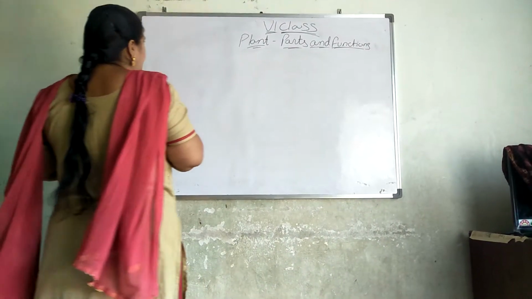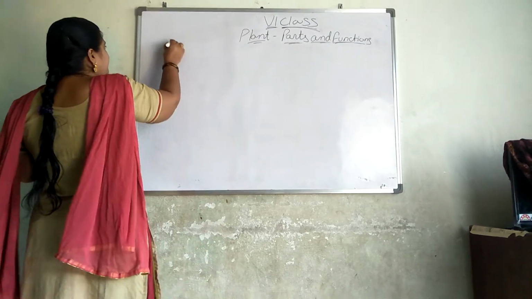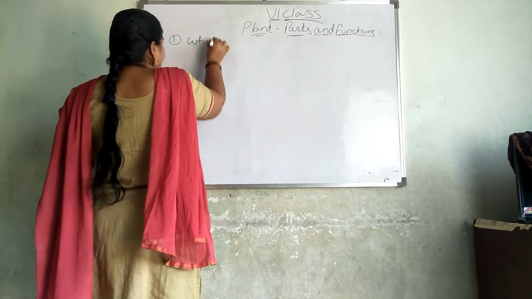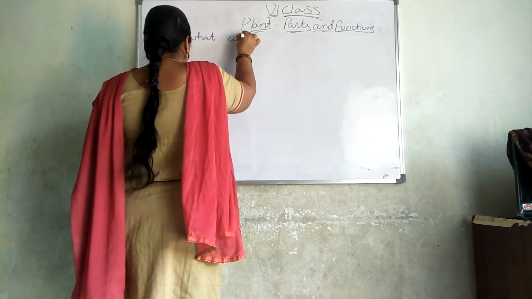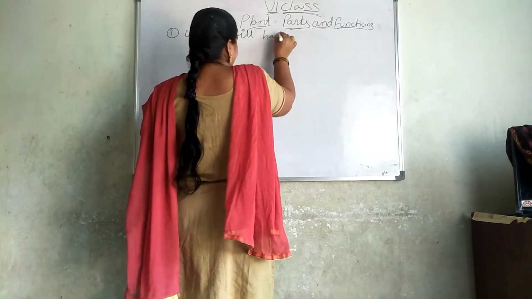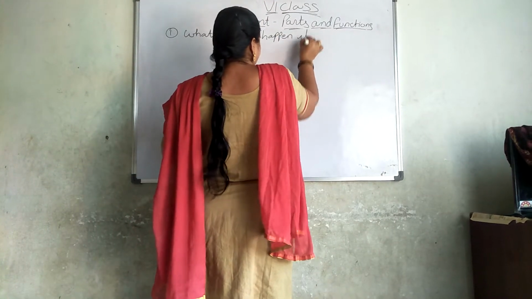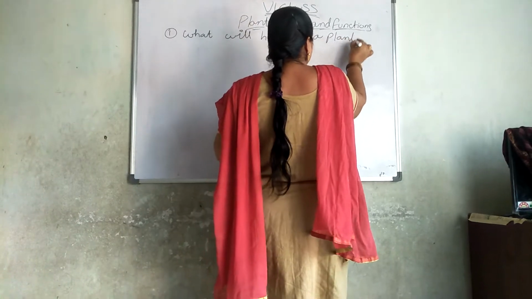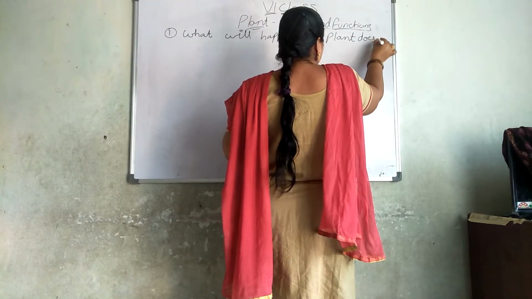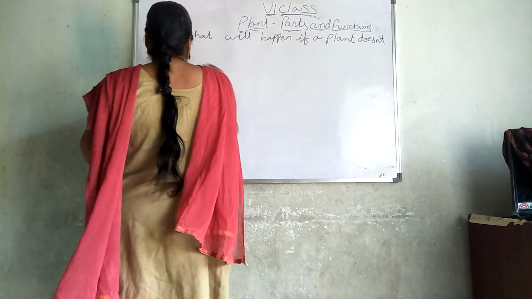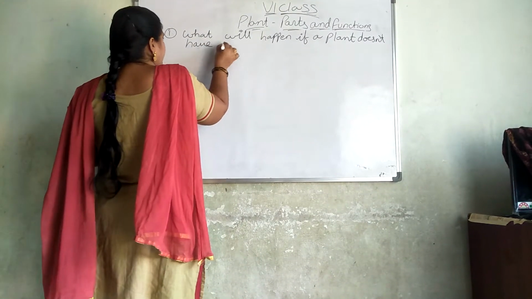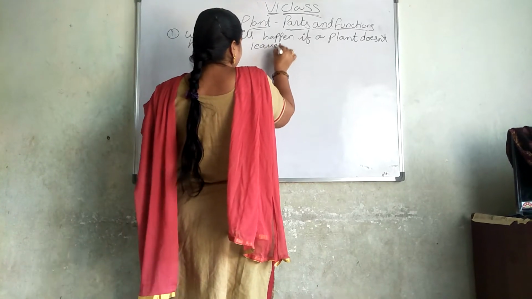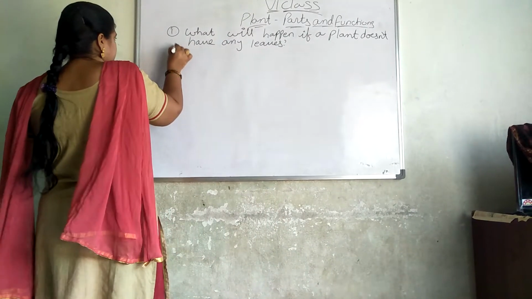We know the importance of the leaf. The leaves itself prepare the food. Now here the question is, what will happen if a plant does not have any leaves? Now the answer for this one.